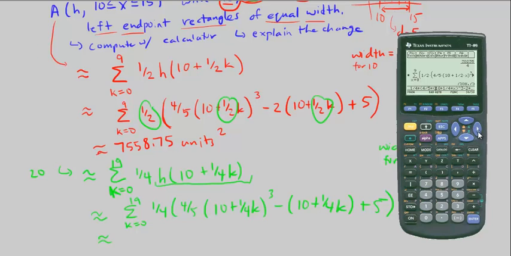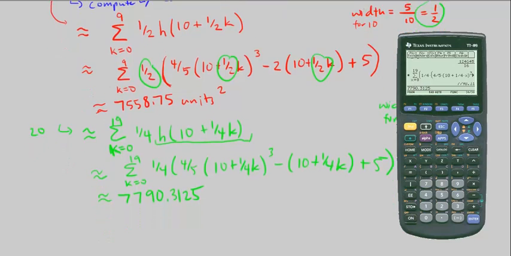And also my low is 0 and my high is now 19, right? So I'm going to change my low. My low is still 0, but my high is 19. So I do that, it calculates that. So let me get the approximate value. And that right there, it's hard to read again, but is 7,790.3125. I'm reading it from there. Okay, so that's using 20 rectangles.